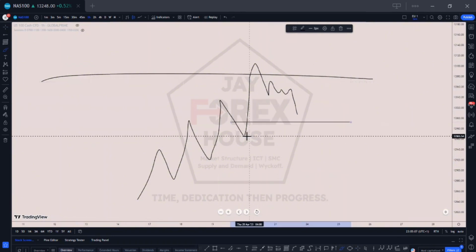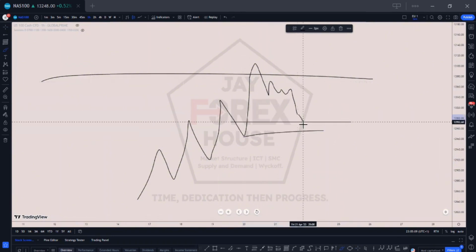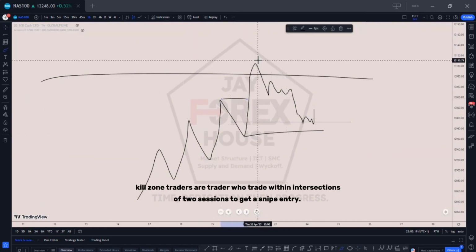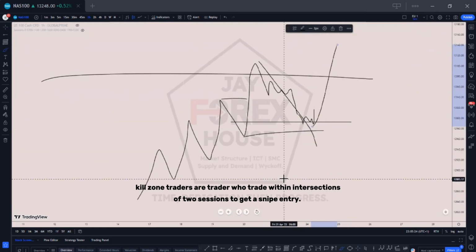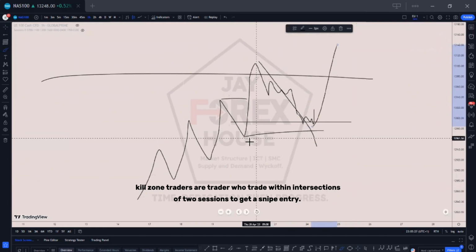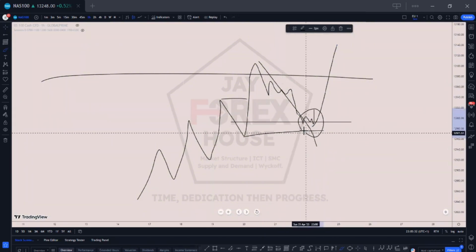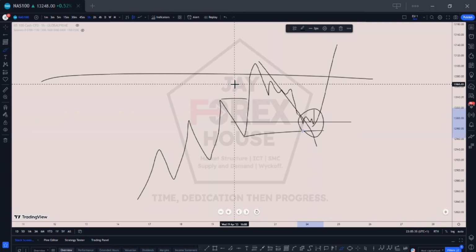And then we also have a lower time frame POI, and price mitigates this within the New York kill zone. And you are a kill zone trader. What would you do, knowing that price could be going down, or price could be going this way? What would you do in such a situation, knowing that the session also mitigates this at the same time? Would you follow structure and not take the trade, or would you go with the session and take the trade?